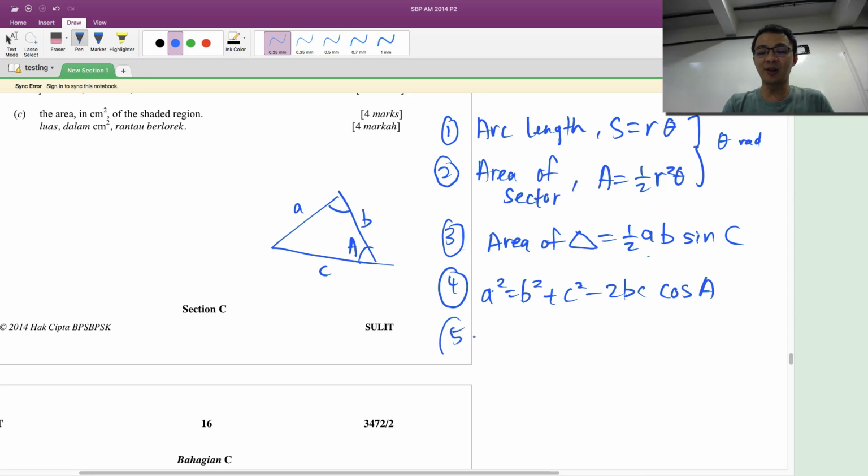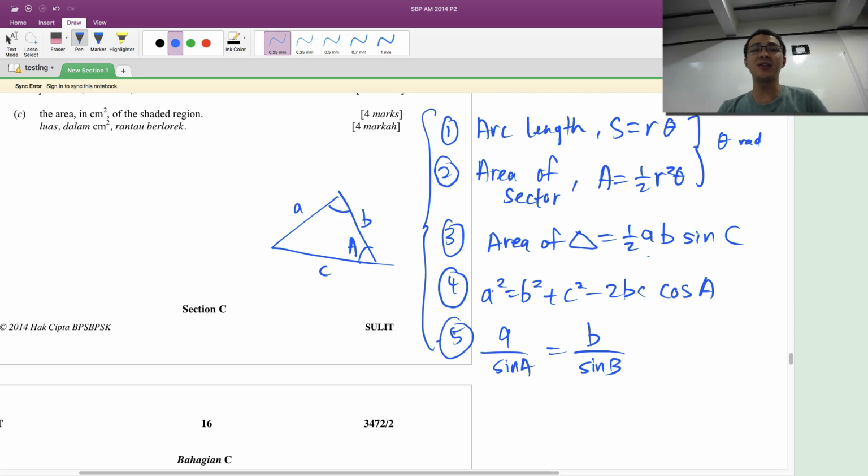Or sometimes you will need to use the sine rule: a over sine A equals b over sine B. This is the cosine rule, the number 4 we call the cosine rule. And number 5 we call the sine rule, or some students call it the sin rule. These are the 5 formulas you will use in this topic.